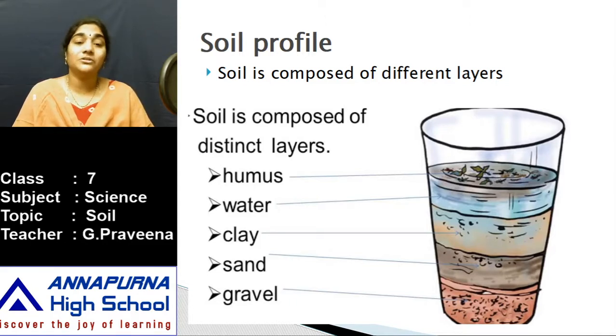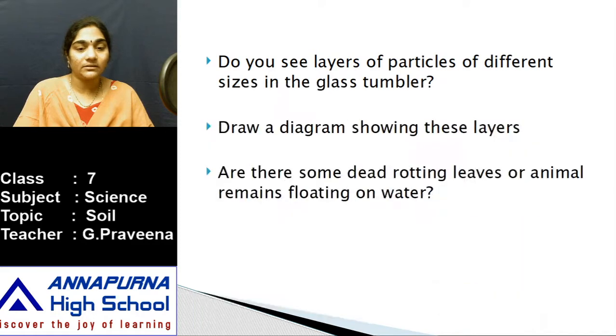You will observe that the soil is differentiated into different layers. At the base of the beaker is gravel, above that is sand, above that is clay, and above that are water and humus. So the soil is differentiated into different layers by adding the soil to water. After performing this, try to answer these questions.